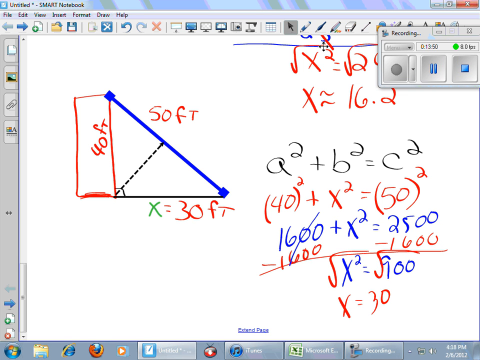So to put this pole down, I want to put the base of it 30 feet from the base of the building. And then, of course, I'll use a crane or something to lower it down very slowly and gently so I don't destroy my own wall.